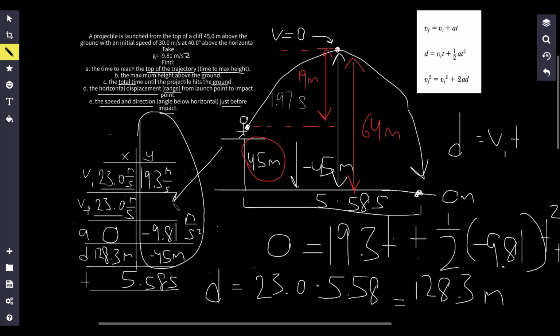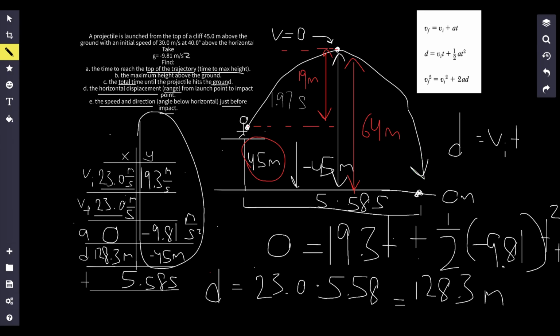And now the only thing that's left to fill in our table is the final velocity in the y direction, as well as the velocity in the final moments. So just before impact, just before this ball hits the ground, I want to find out the velocity. I want to find out the direction of the velocity and the magnitude of that velocity. So how can I do this problem?